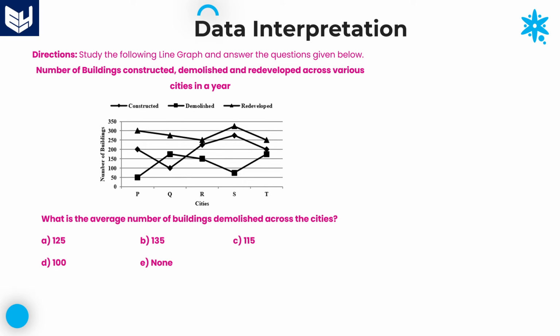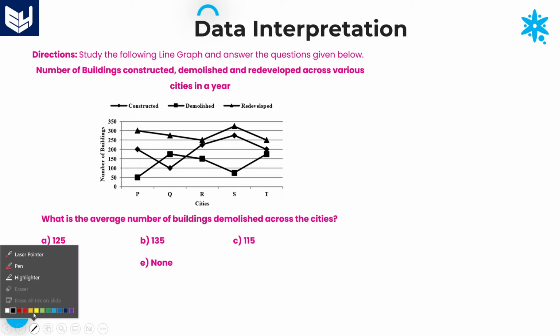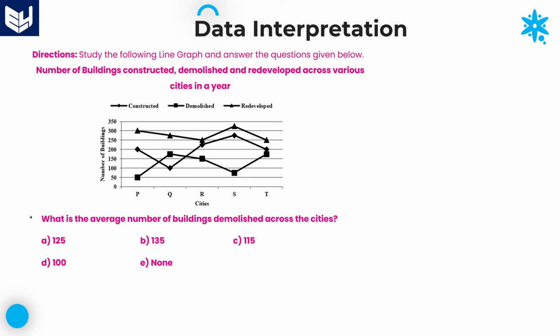Let us look at the second question. What is the average number of buildings demolished? Here we need to calculate the average number of buildings demolished across the cities. Demolished is indicated with the square shape.